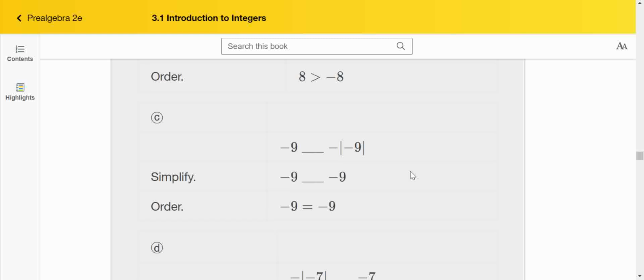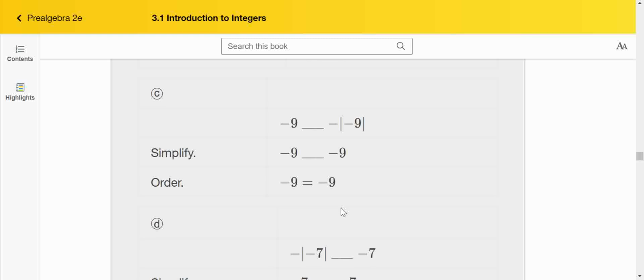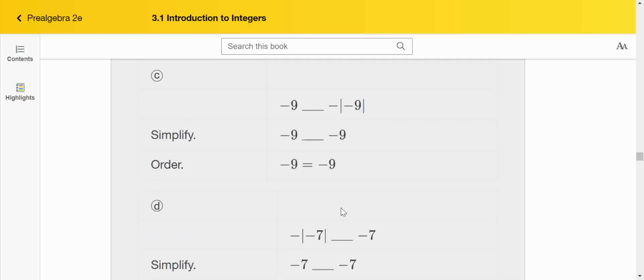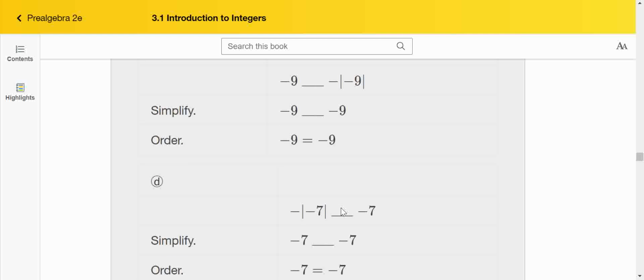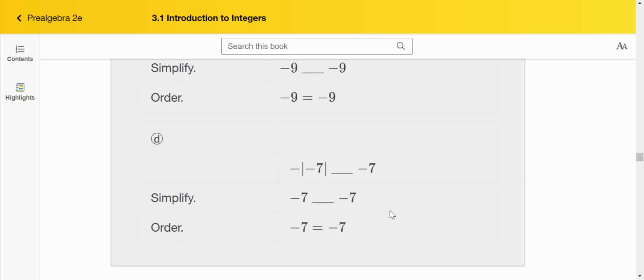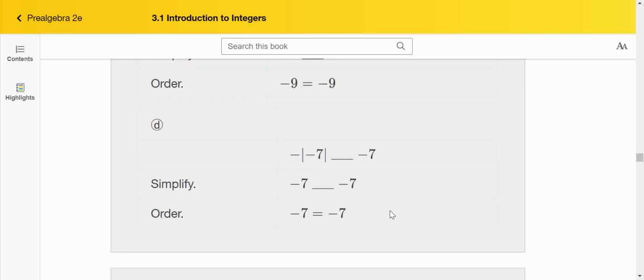C has us also simplify the right side. Minus minus 9 becomes -9 on both sides. They are equal. Or rather, minus the absolute value of -9 is -9. And they're both equal. D. The minus absolute value of -7 is -7, and we get equality.